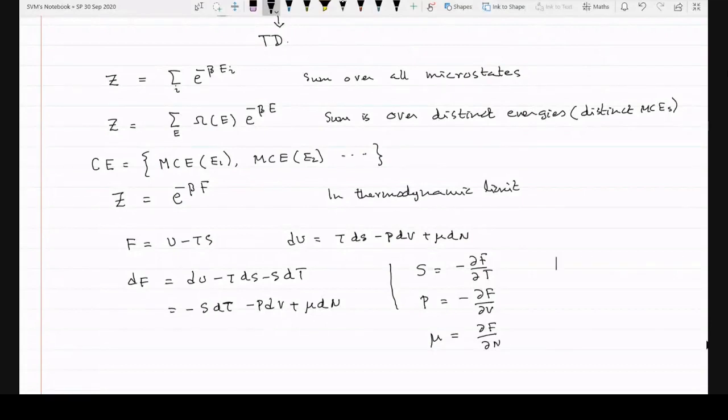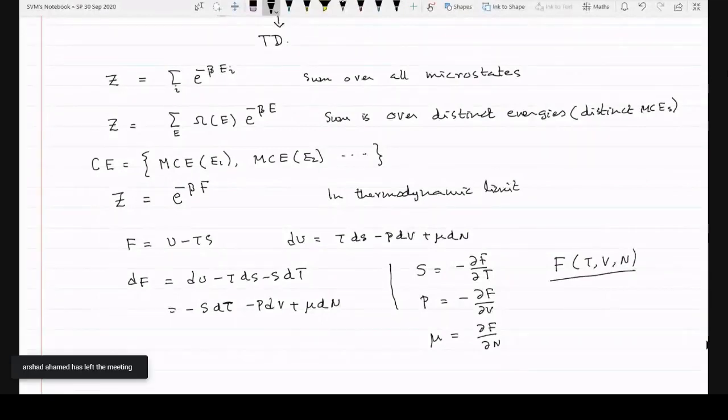So remember, F is a function of T, V, and N, and by taking the derivative with respect to each one of those, you get entropy, pressure, and chemical potential. And if you want to calculate other thermodynamic quantities from here, you can take the help of different Maxwell's equations and then obtain other properties also.